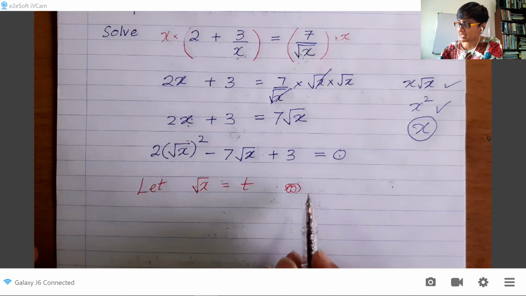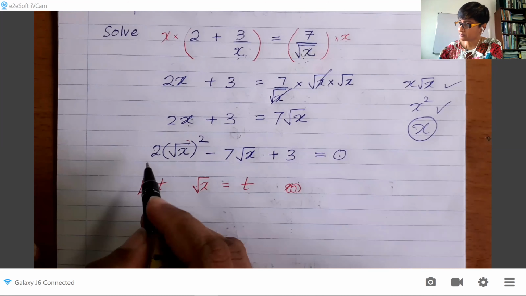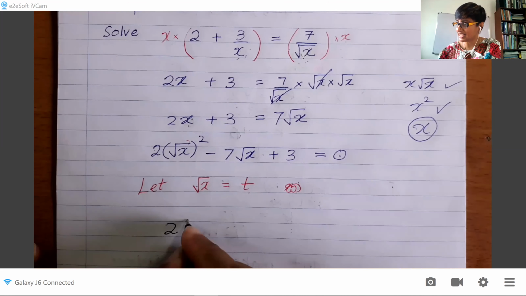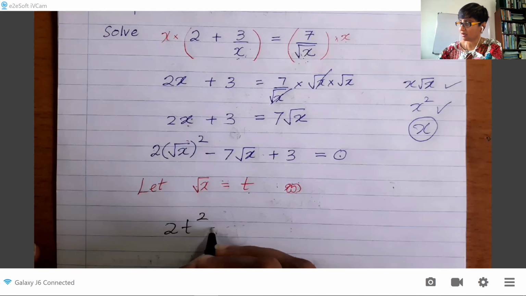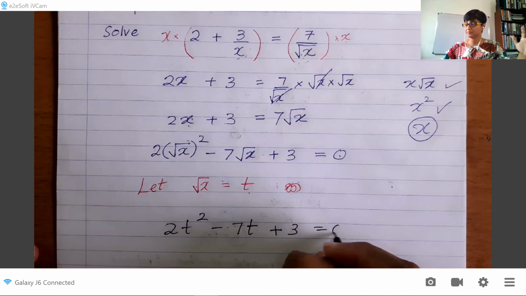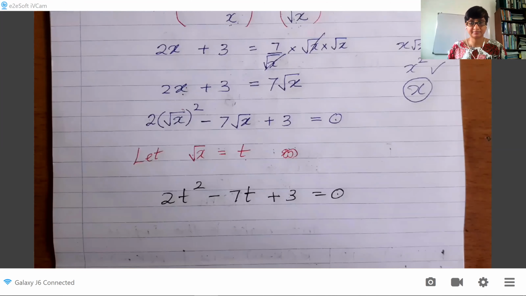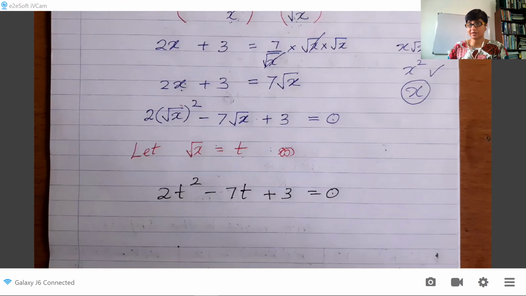Okay, so I'm going to use t. See what this turns into now. This turns into 2 t squared minus 7t plus 3 is equal to 0. Now that is a quadratic, right? We have a quadratic equation of t. Not x. X is gone. T. Finally, we can bring back the x.